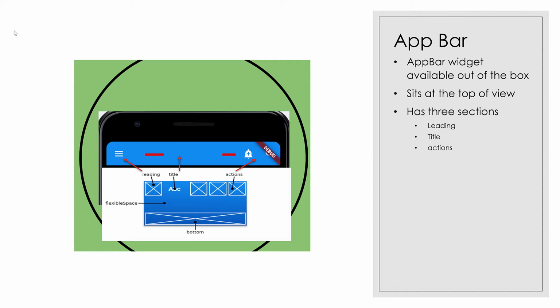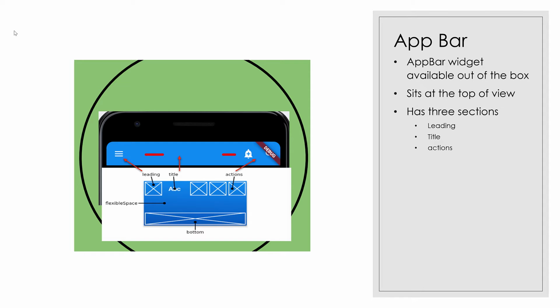What you are seeing on this screen is a combination of 2 screenshots. One came from the little application that we're building, and the second one I just borrowed from Google's documentation. So what does the app bar have? The app bar has 3 sections.